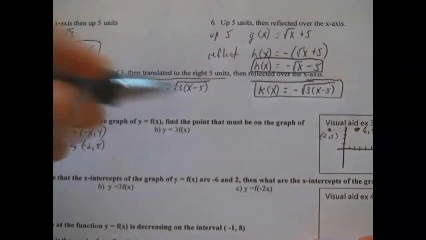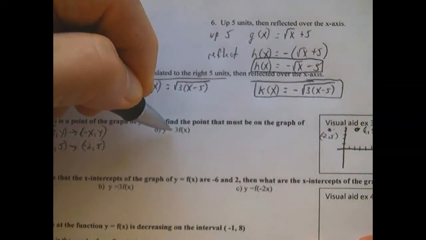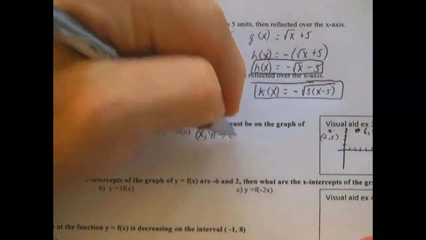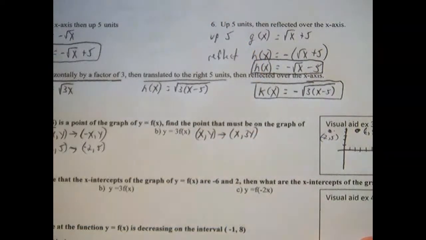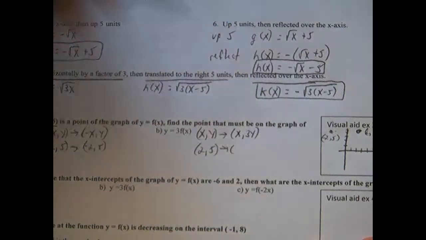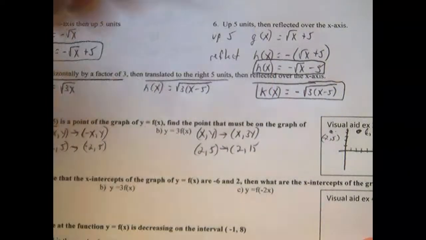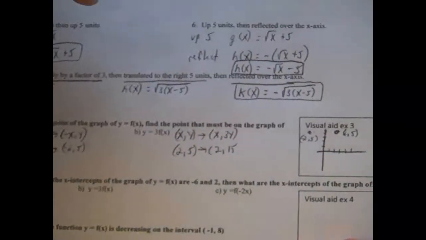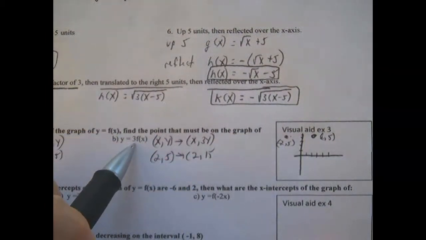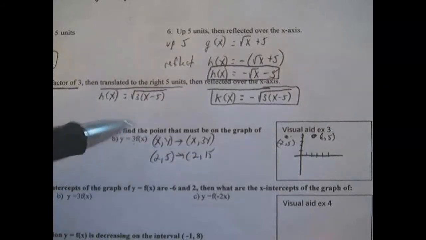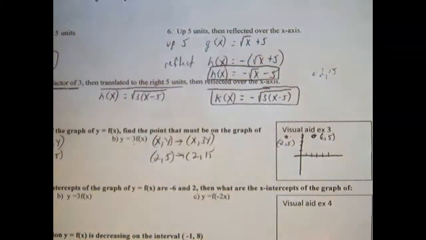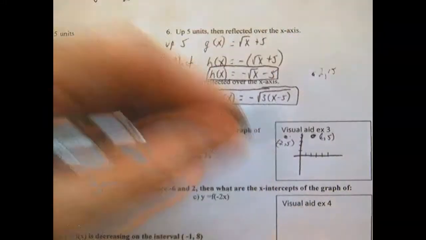All right, with this one, it is on the outside instead of the inside. So here our x, y will go to x, 3y. So our point 2, 5 will go to 2, 15. Okay, and you can kind of imagine it here. If this is 2, 5, and we're vertically stretching it by a factor of 3, it's going to go all the way up here to 2, 15, somewhere way up there. That's the point on that graph.